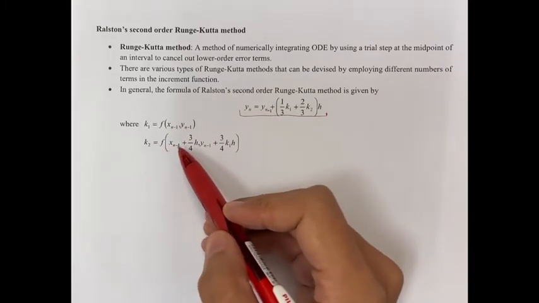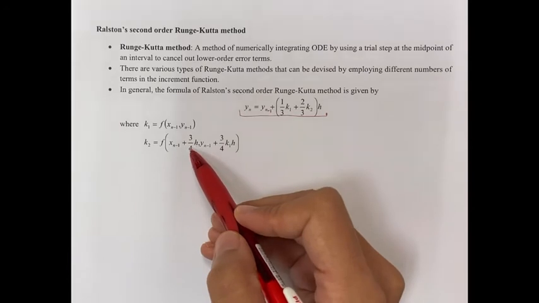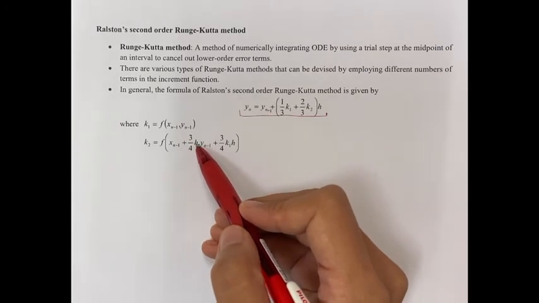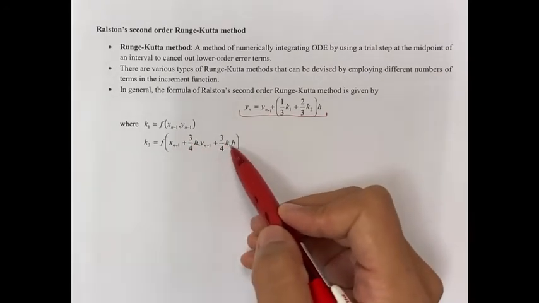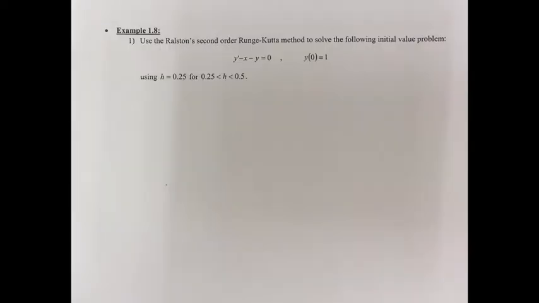And then K2 is a function of your previous X and Y, with an additional 3 over 4 H for X and 3 over 4 K1 H for Y. We will try to solve the initial value problem for a first order ODE using Ralston's second order in this example 1.8. Use this Ralston's second order Runge-Kutta method to solve the following initial value problem.